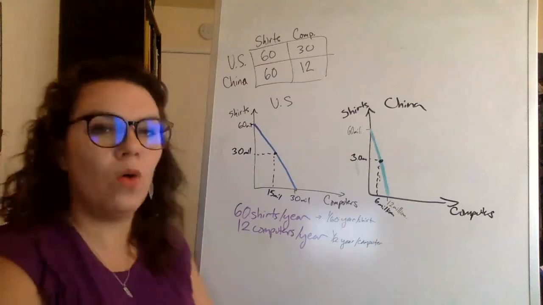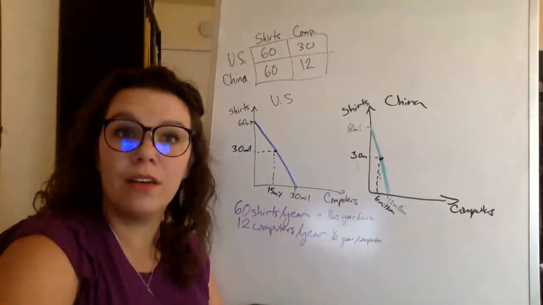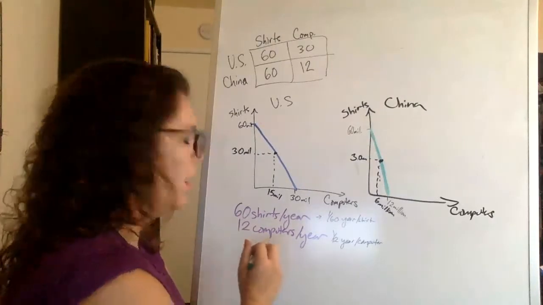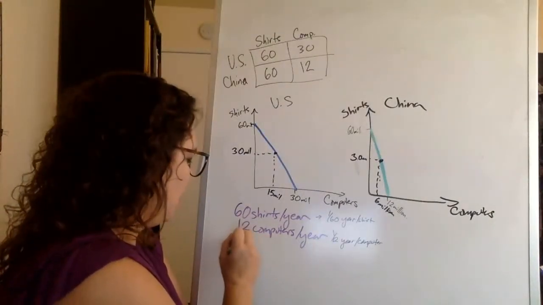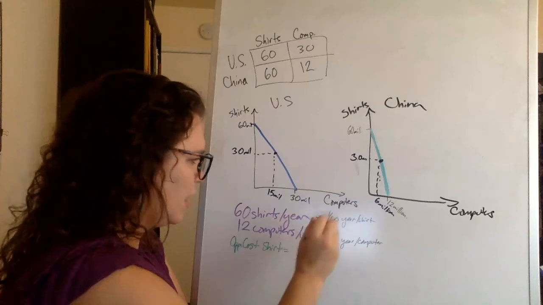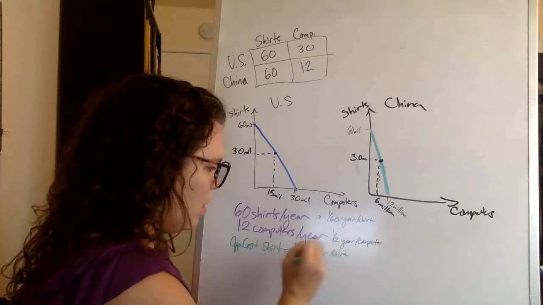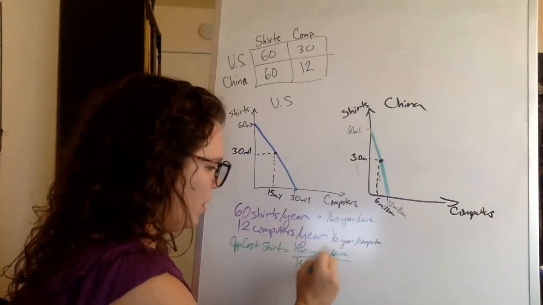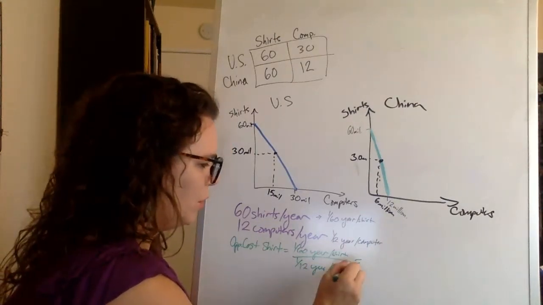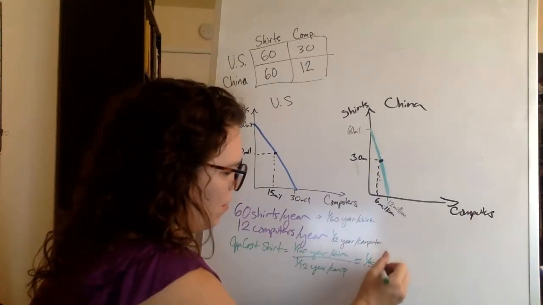Well, they won't be able to make a whole computer. They'll only be able to make a fraction of a computer, and it's going to be a small fraction of a computer, right? So we can do this by calculating it. You can do it intuitively. You can do it however you want. I'm going to calculate it just one last time. So if we want the opportunity cost of a shirt, we need to look at the cost of a shirt, 1/60th of a year, and the cost of a computer, which is 1/12th of a year. And that's going to give us the opportunity cost of shirts in terms of computers, which is going to be 1/5 of a computer.